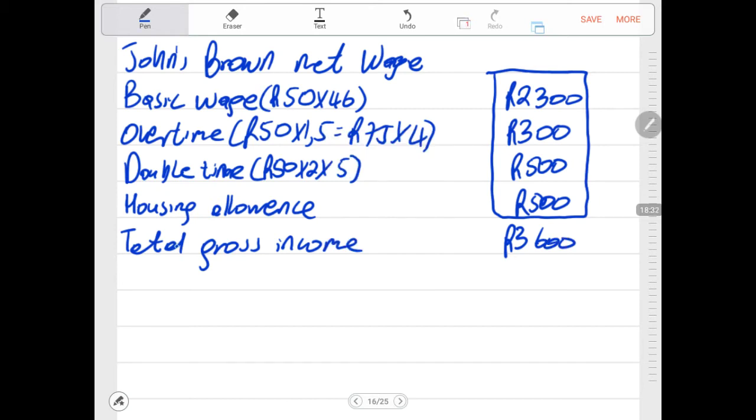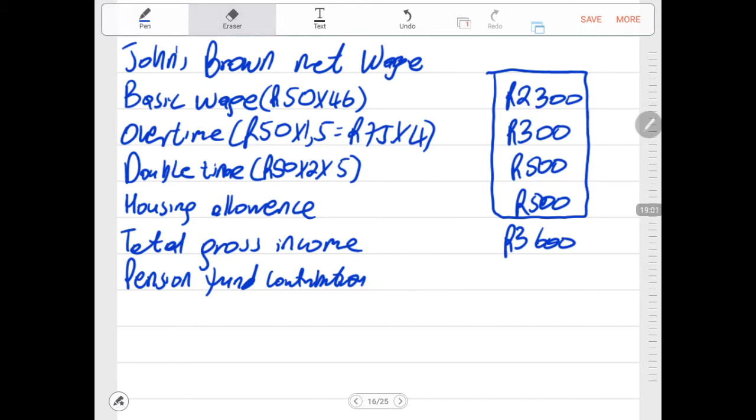There are 2 deductions that we can do depending on whether they are available or not. The first one is pension fund. That is the first deduction, just after your gross income. Pension fund contribution is 7.5% of our basic salary. It is calculated from the basic salary.